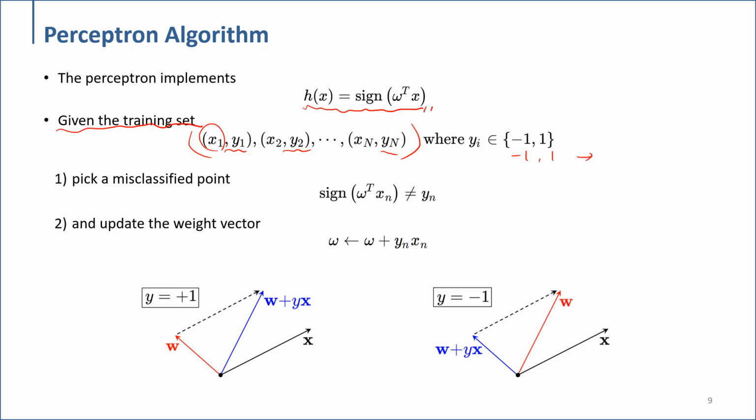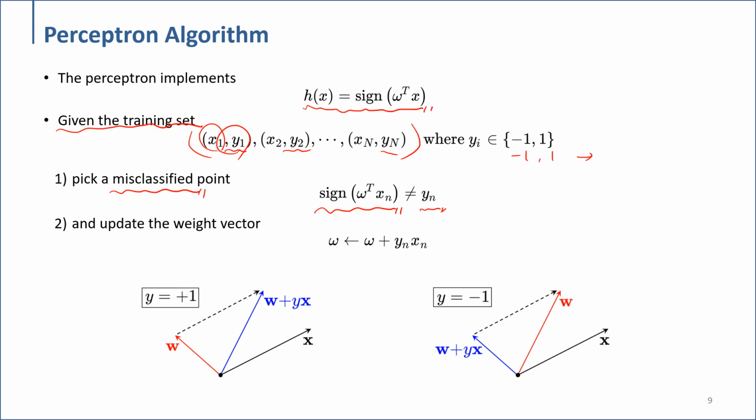Firstly, we need to pick a misclassified point. The meaning of misclassified is that what we predicted is not exactly the same as the original target, the answer y_n.